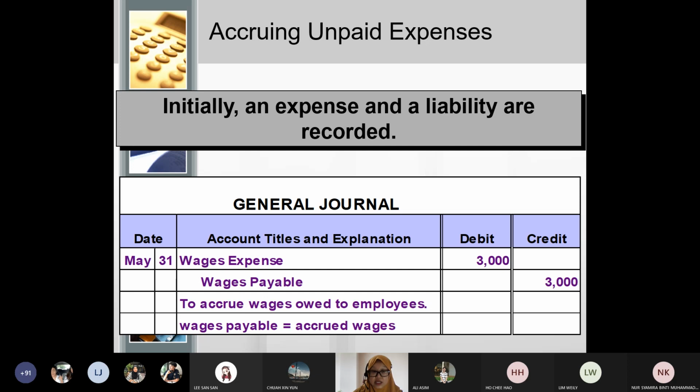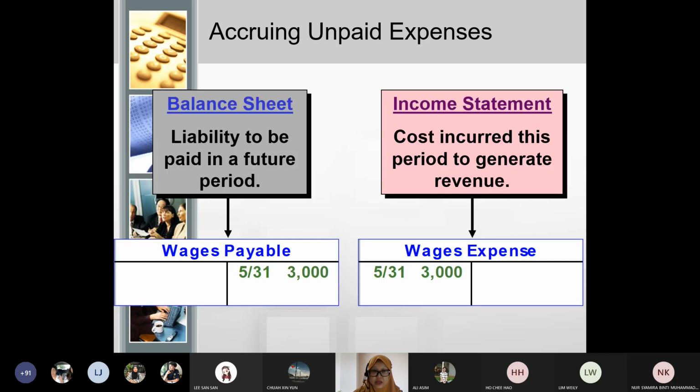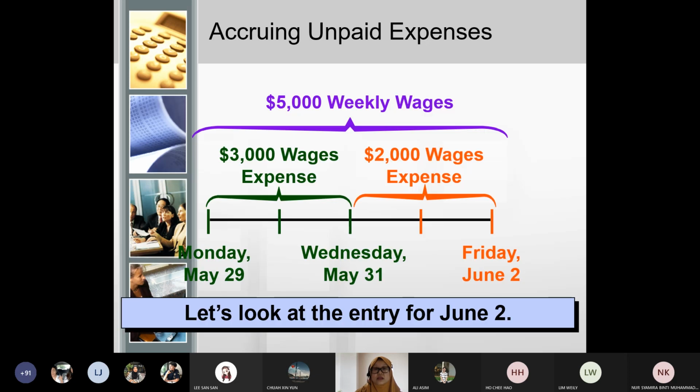Okay, so in the balance sheet we will record 3,000 under liability, and we report wages expense of 3,000 in the income statement. Every week wages total 5,000, so it means that 3,000 is in the month of May and 2,000 is in the month of June.